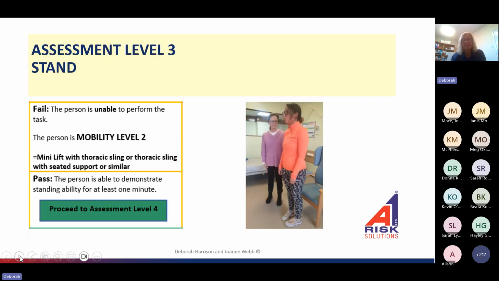So this is where we're assessing, are they suitable to use a non-mechanical stand aid? What we're looking for here is two components. The first component is for care handling. Can that person stand up for a minute? Because what I'm looking for is that person to stand up. When they've stood up, I'm going to transfer them onto the commode or shower chair.